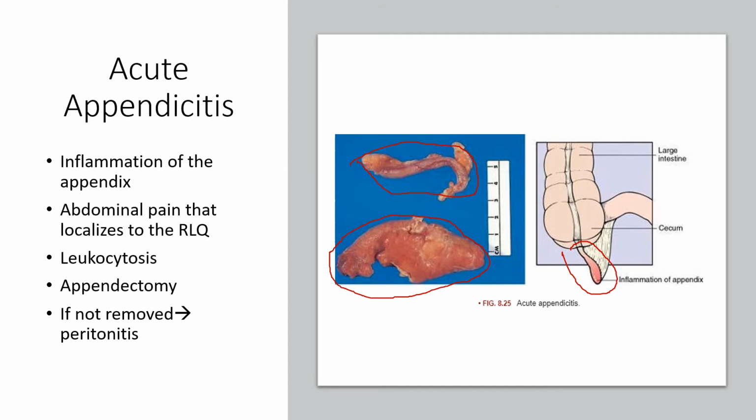So again, acute appendicitis is inflammation of the appendix, and based upon the anatomical location of the appendix, that is where the patient's going to complain of the pain. So the appendix, again, is attached to the cecum, which is located in the right lower quadrant of the stomach.